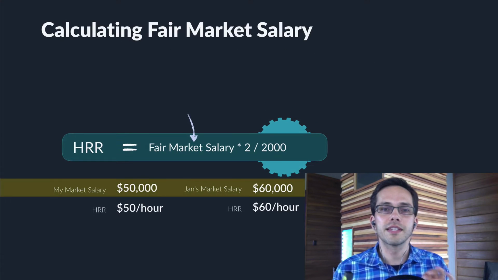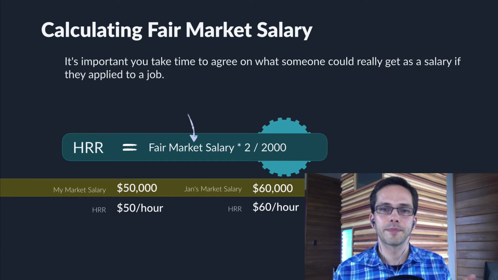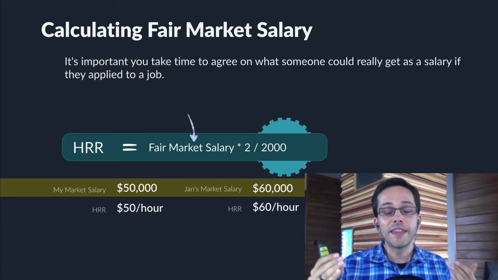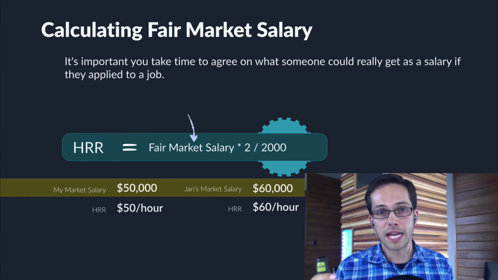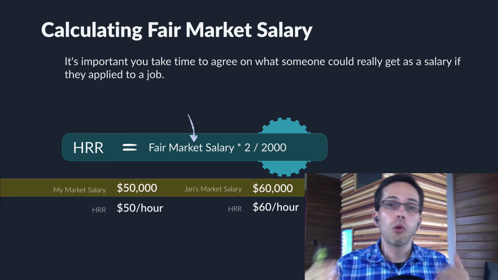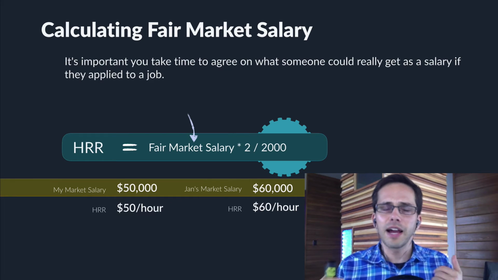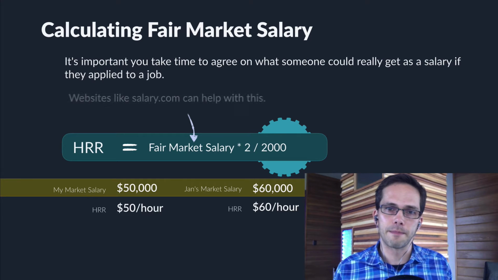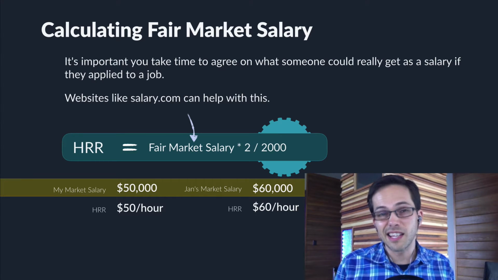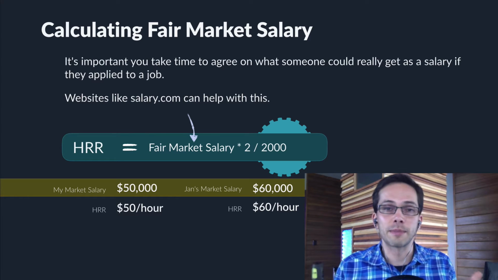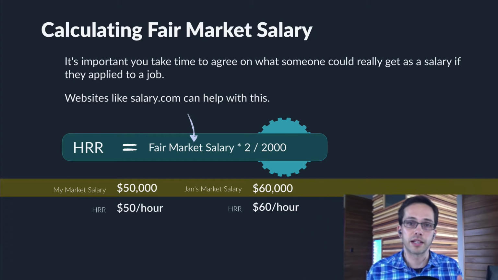So let's go through this step by step, starting with where do we get this fair market salary? This is something we agree to based on what they could get if they got a job right now. Based on their skills, what would somebody be willing to pay them? And really, if I had the money, what would I be willing to pay them? So websites like salary.com are really good for looking up this information, or other websites that show salary numbers. So that's where we get fair market salary.